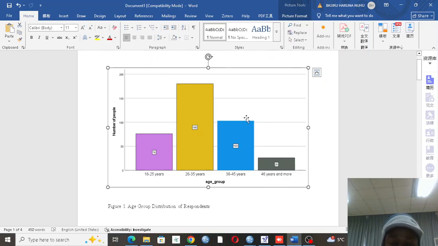So now, after you finish describing this information, then you tell what information this is actually representing. So in this case, you could see that the majority are within the active workforce. So most of them, people within this age group, should be working actively. So let's see how we report them here.